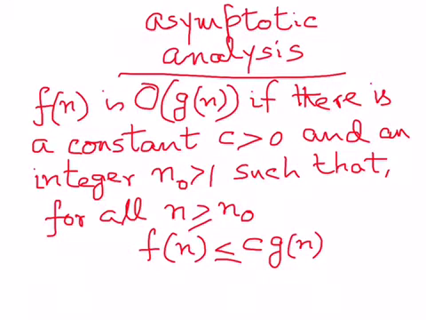Today we'll solve some problems related to asymptotic analysis. We will be given some function and some bound in big O notation. We have to either show that the function is bounded by the big O expression, or show that it's not bounded. The way we go about doing this is by using this definition.